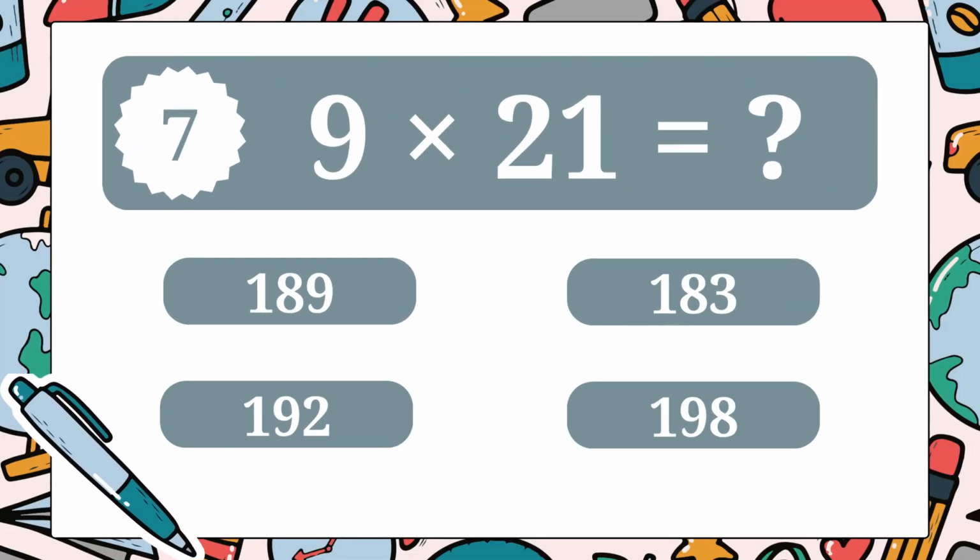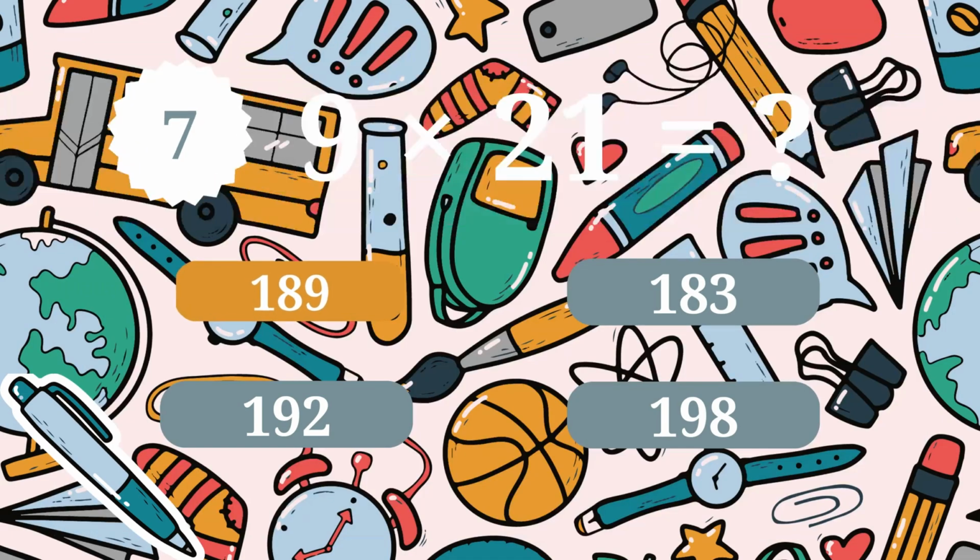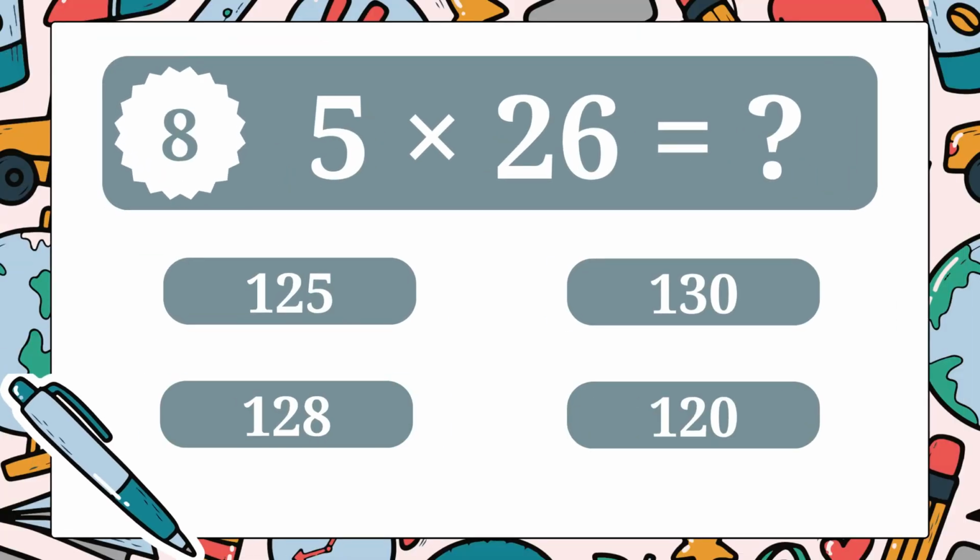Question 7. What is 9 times 21? 189. Question 8. What is 5 times 26? 130.